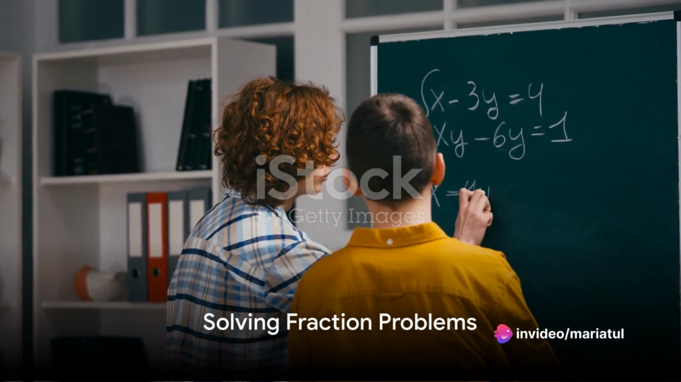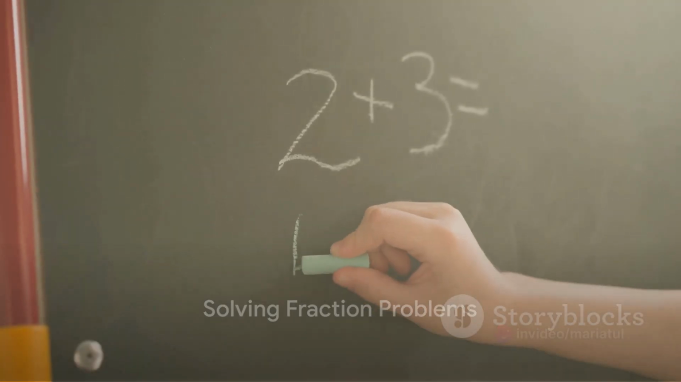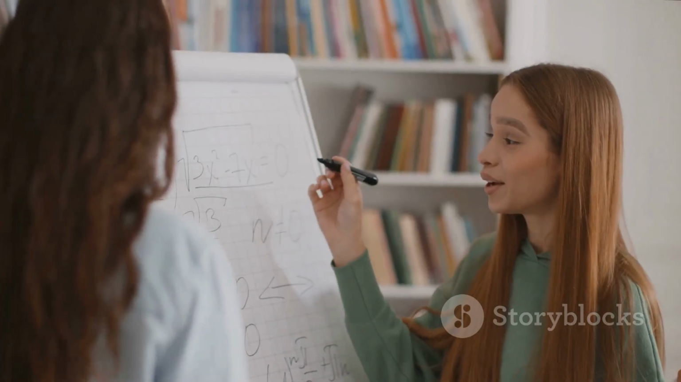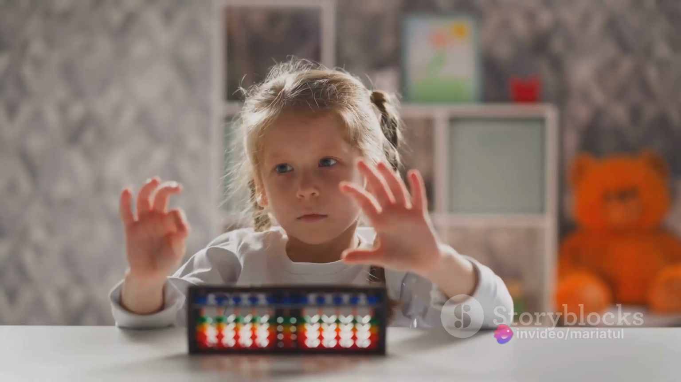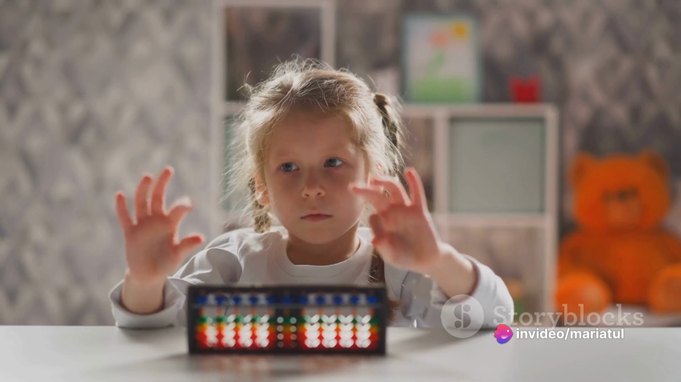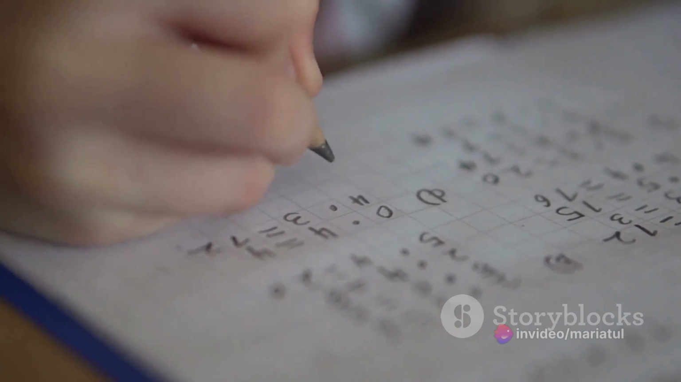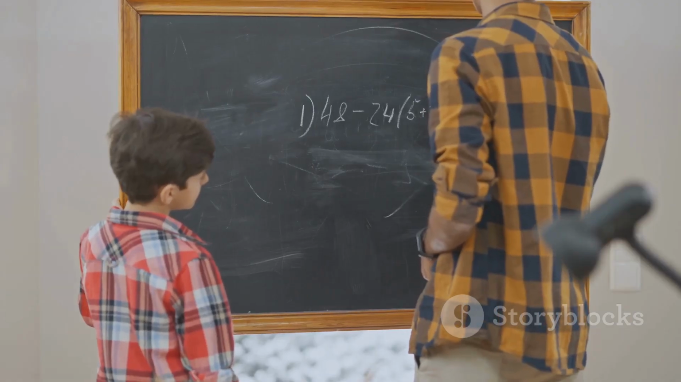Now, on to solving fraction problems. The first step is to make sure that the fractions you are working with have the same denominator. This is called finding the common denominator. If they don't, you can make them the same by multiplying the denominators together. For instance, if you have two fractions, 1/2 and 1/4, the common denominator would be 4.